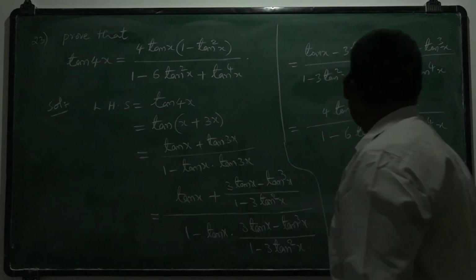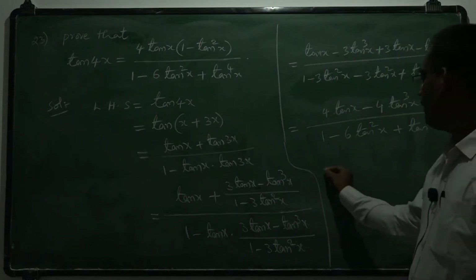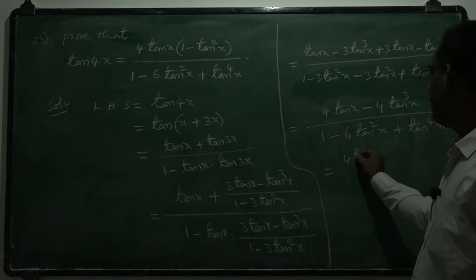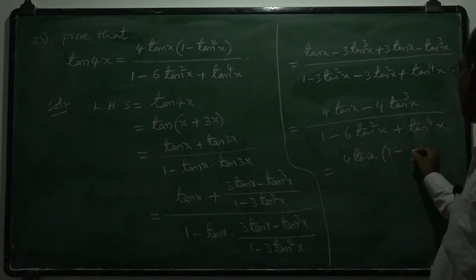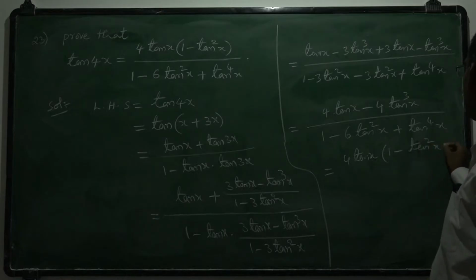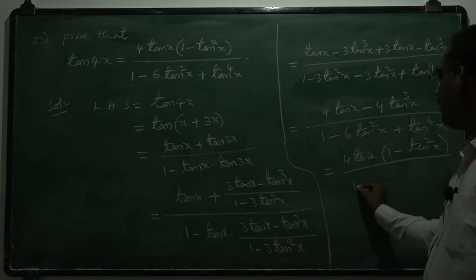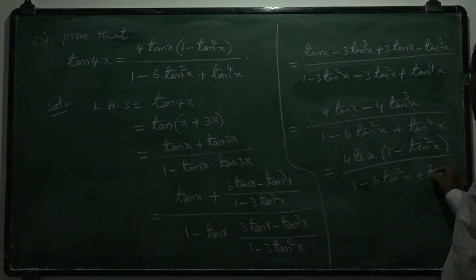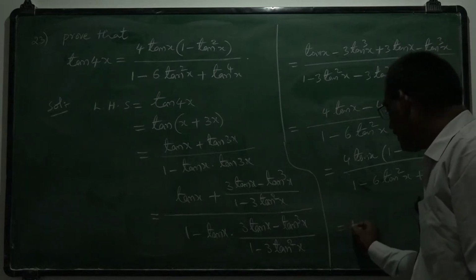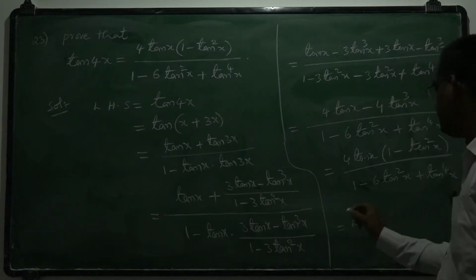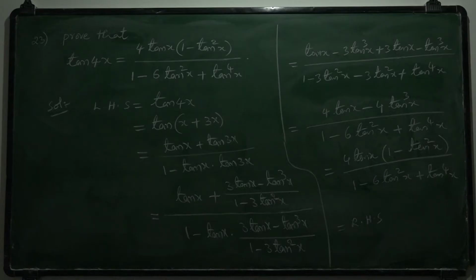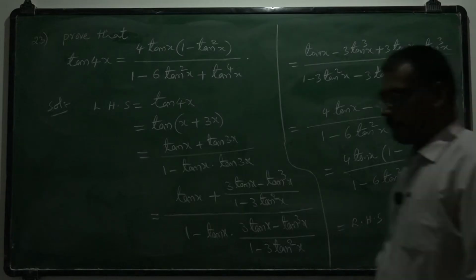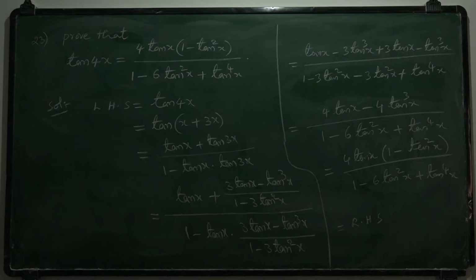Okay, so take 4 tan x common in the numerator: 4 tan x of 1 minus tan square x, divided by 1 minus 6 tan square x plus tan power 4x. So this is equal to RHS, hence proved. Okay, next problem.